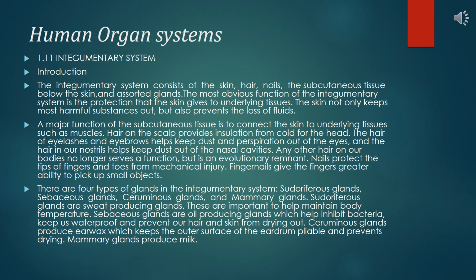There are four types of glands in the integumentary system: sudoriferous glands, sebaceous glands, ceruminous glands, and mammary glands. Sudoriferous glands are sweat producing glands. These are important to help maintain body temperature.